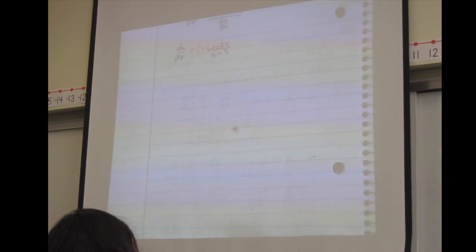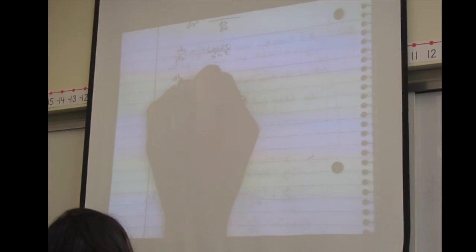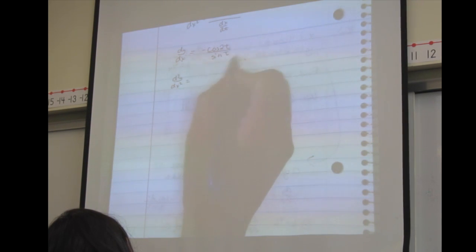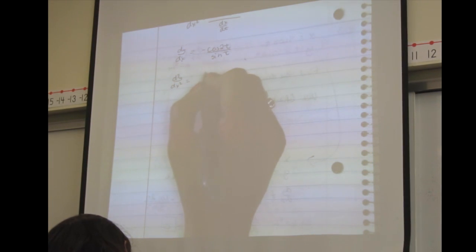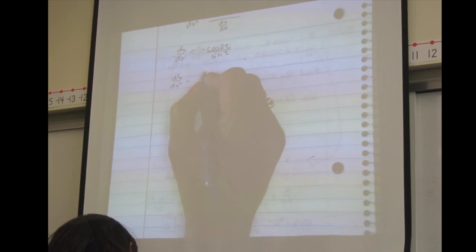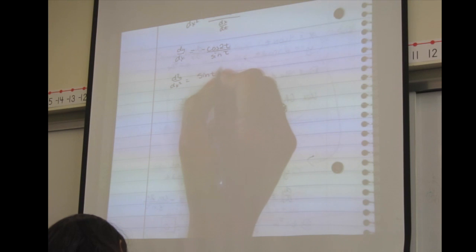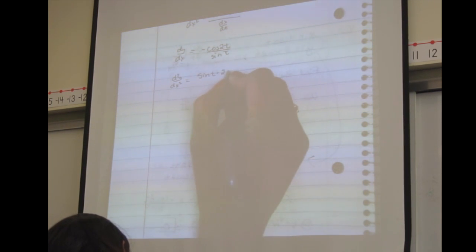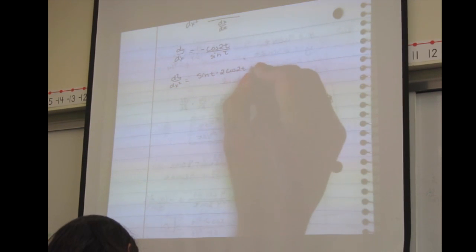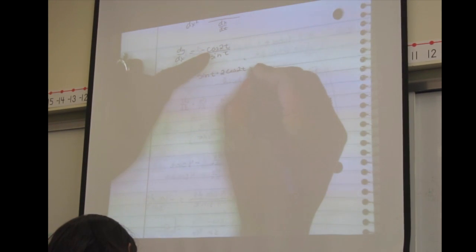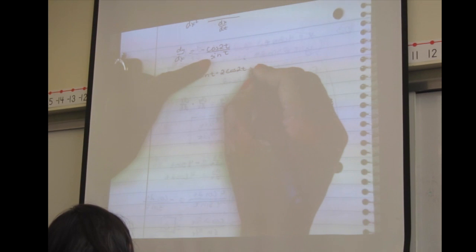Okay, so now d squared y dx squared. Derivative of this with respect to t, I need to use quotient rule. Okay. So quotient rule, bottom to top: sine t times 2 cosine 2t. Is that right? Minus top, low d high, minus high d low, low d. Isn't it low.